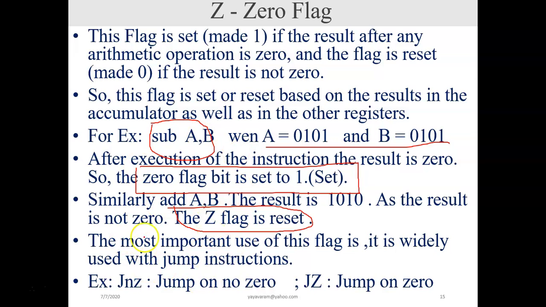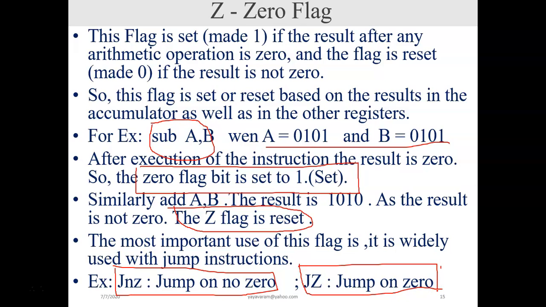And this flag is also widely used in jump instructions like JNZ, jump on no zero, and JZ, jump on zero, to take decisions. That means when you want to make loops or branching conditions, if the result of an instruction is 0, then go to the target location, that is, execute some other instruction, otherwise execute the next instruction. JZ, jump on zero, this is the use of the zero flag.